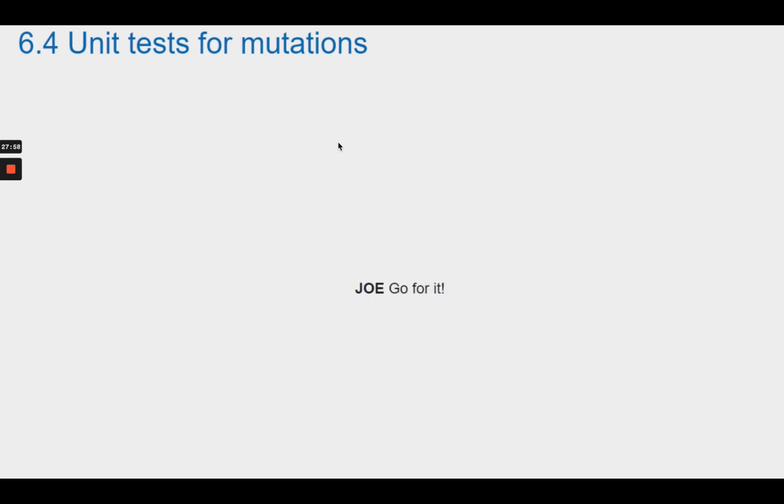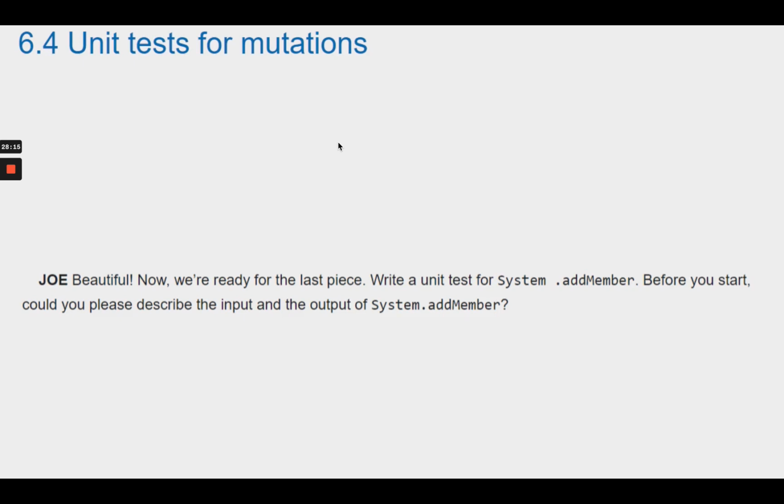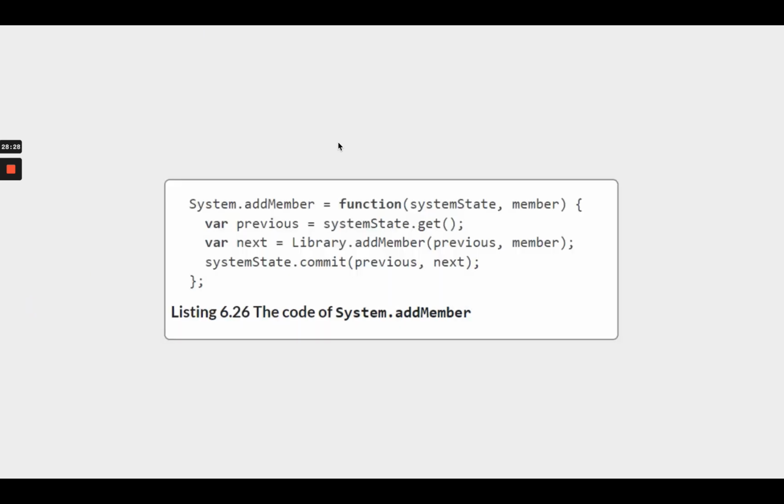Joe: Go for it. Theo starts with a copy and paste of the code from the usermanagement.addMember test case with the existing members in listing 6.23. After a few modifications, the unit test for library.addMember is ready. Joe: Beautiful. Now we're ready for the last piece. Write a unit test for system.addMember. Before you start, could you please describe the input and the output of system.addMember?